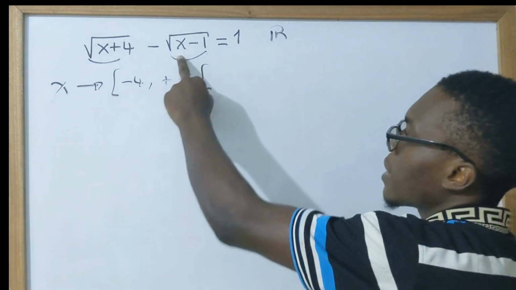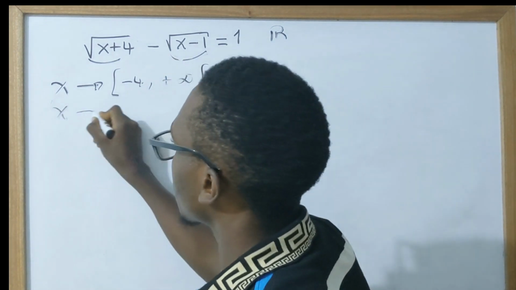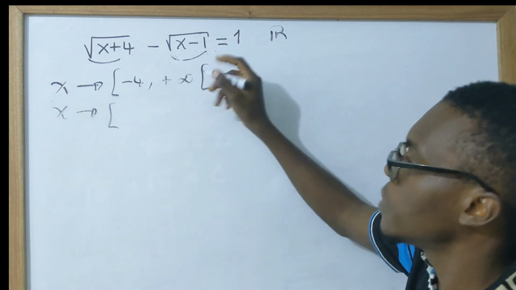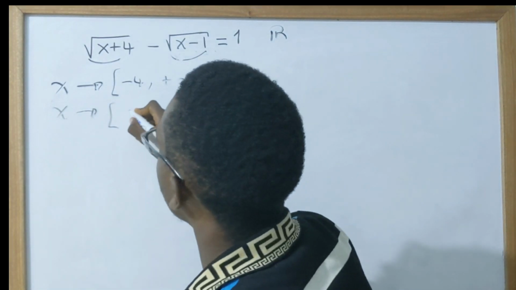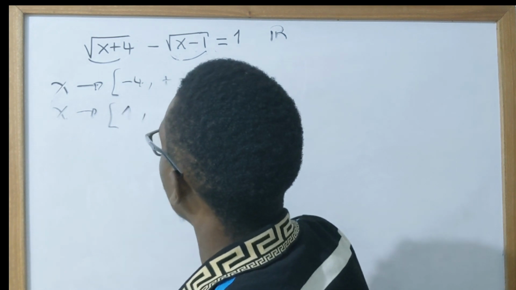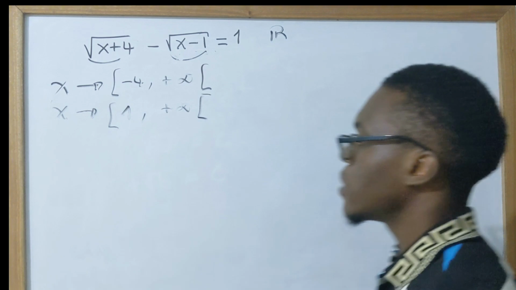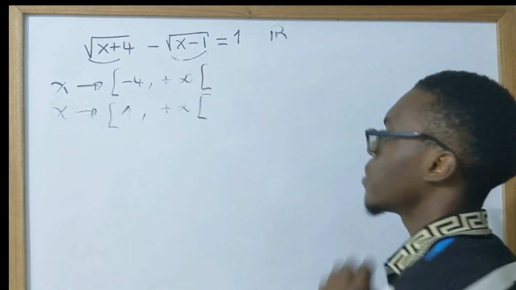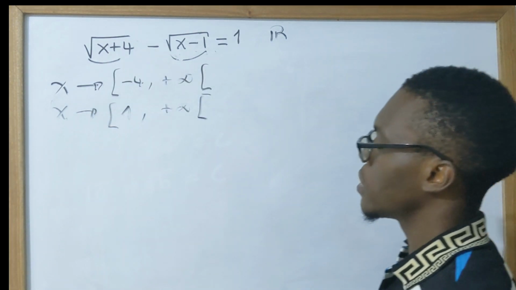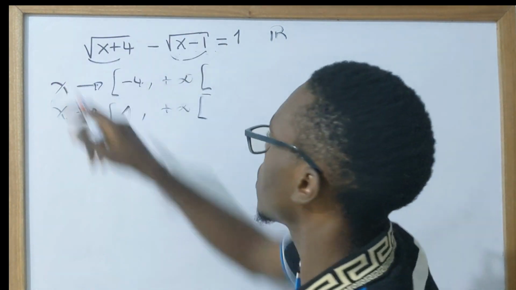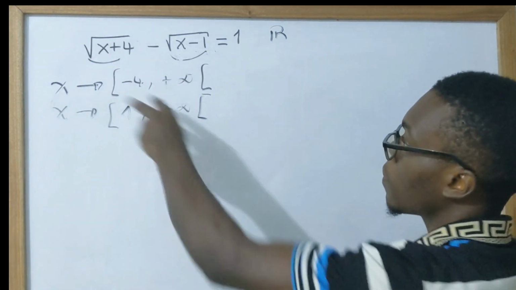And for this other side, x must be in the range what? That is 1, because 1 minus 1 is 0, and the square root of 0 is 0. That will be from 1 up to plus infinity. That is already the range of values of each of them. The next thing to do is now to find the point of intersection, so that it should be the general set of range, the range of values for both of them.